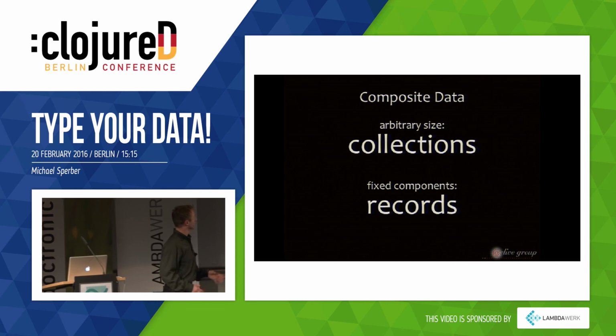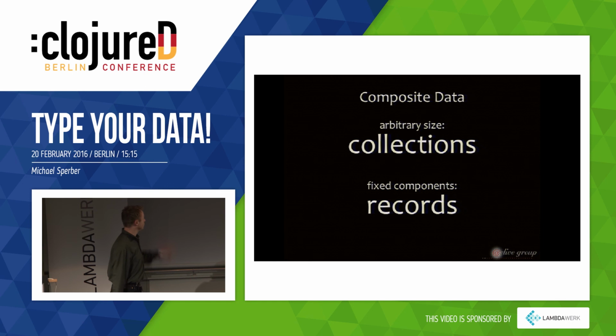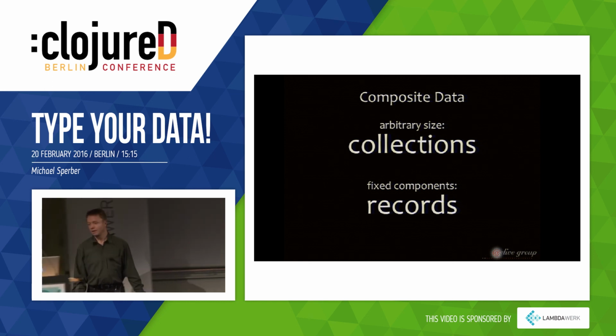So in case you're wondering, composite data: when you're dealing with composite data of arbitrary size, then it's appropriate to use collections such as maps and sequences and whatnot. And if you have fixed components, if you can say, my thing always consists of these five parts, use records. Don't use maps.